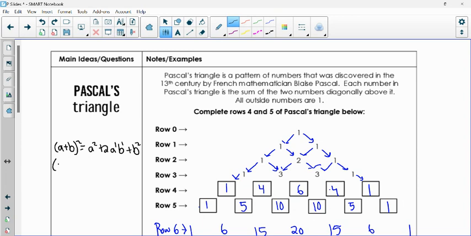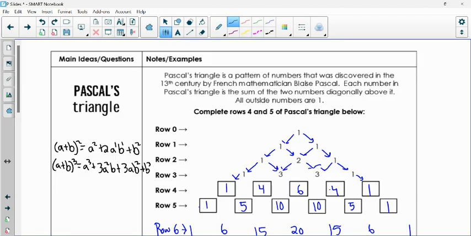Or the a plus b to the third. That was the other thing on our pink sheet. Well, using our row 3, 1, 3, 3, 1, we would have a to the third plus 3a squared b plus 3ab squared, and then plus b to the third. So you should all know how to create that now in your brains.